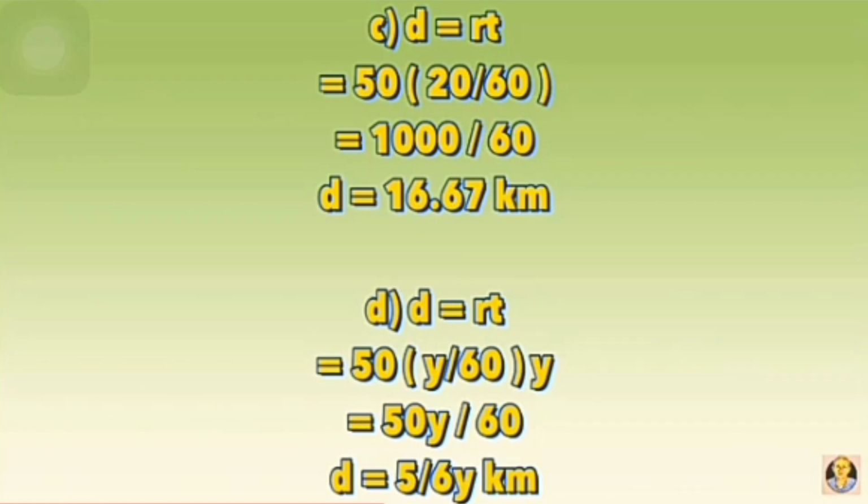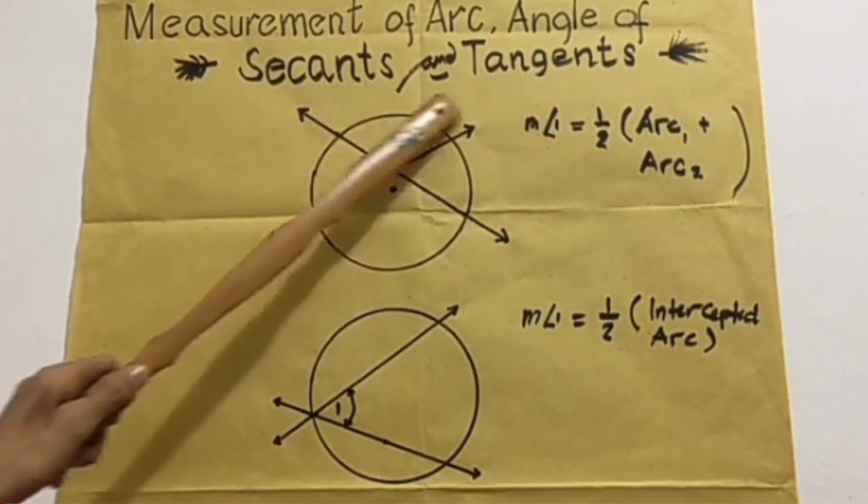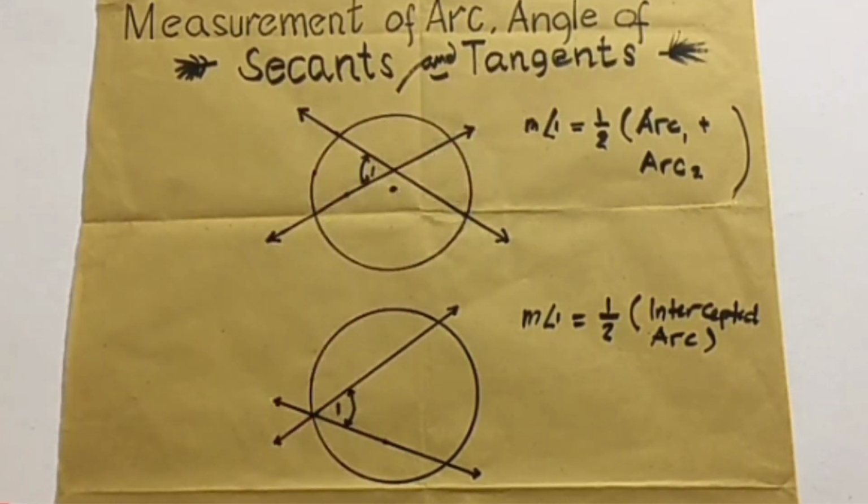That's for letter D. About measurement of arc, angle of secants, and tangents. First, we have to observe the given circle and lines.